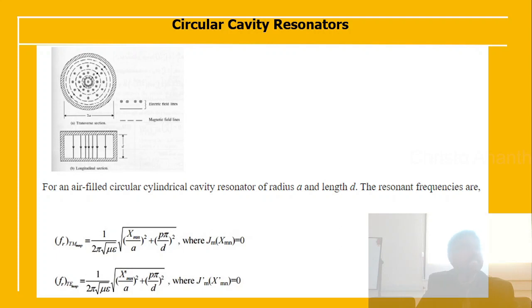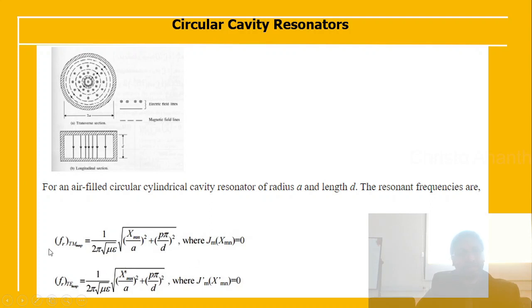So we'll have the circular cavity resonators. So we'll have electric field lines and magnetic field lines. So we'll have the transverse section view, and afterwards if you put it like this, it's a longitudinal section. So for the air filled circular cylindrical cavity resonator of radius A and length D, the resonant frequencies you can calculate: 1 by 2 pi root of mu epsilon, X Mn by A the whole square plus P pi by D the whole square.